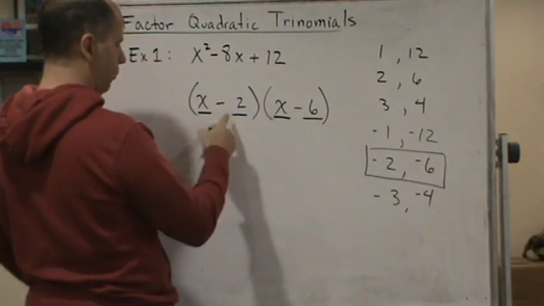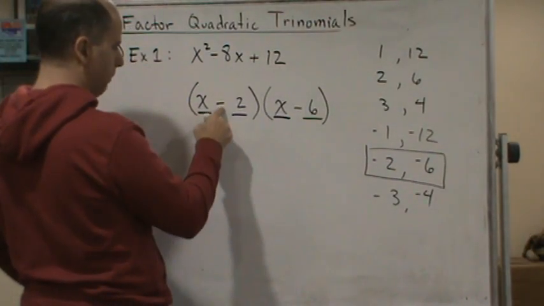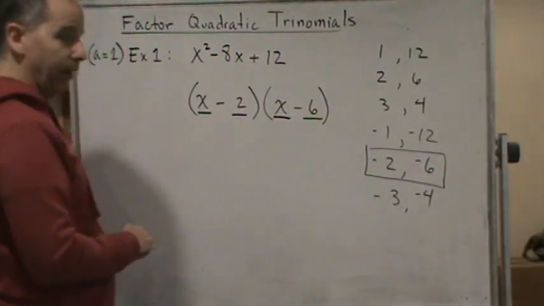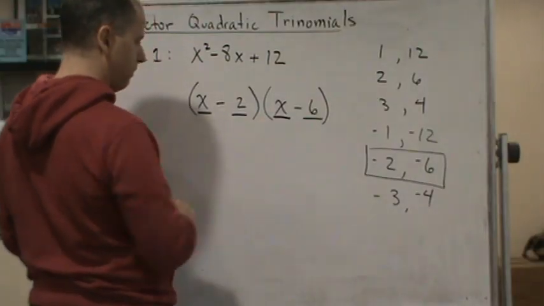Now again, the order in which I did it doesn't matter. I could have switched them. I could have put the -6 here and the -2. And so that would be the answer. So that's my factored form.